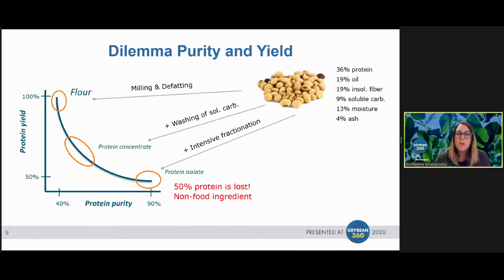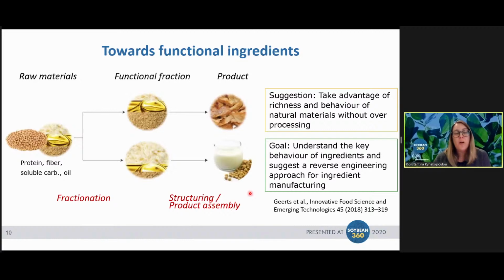So this made us think: how can we create functional fractions instead of isolated components, for example a high-protein isolate and some carbohydrates that we mix together to create meat analogs, instead of really fractionating and mixing highly pure components together? With functional fractions, we can take advantage of the richness of the matrix and avoid overprocessing. In the process, our goal was to understand the key behaviors of ingredients that we need for meat analogs, and based on this, suggest a reverse engineering approach to reconsider the fractionation process to create ingredients for our application.